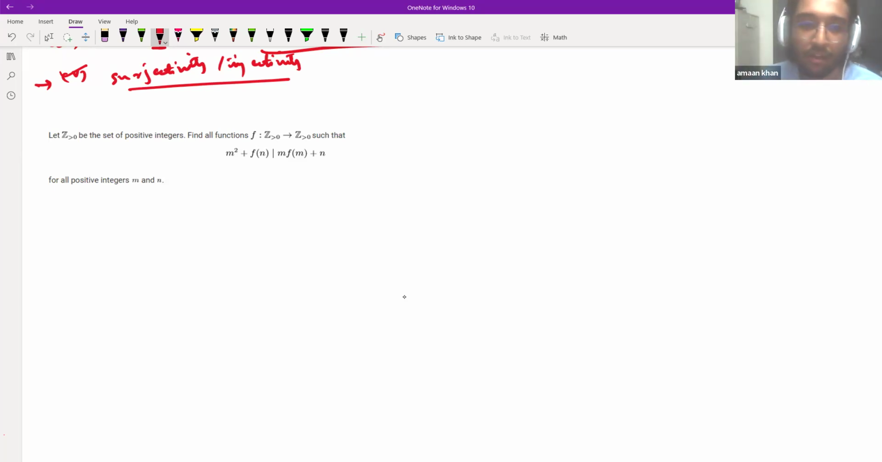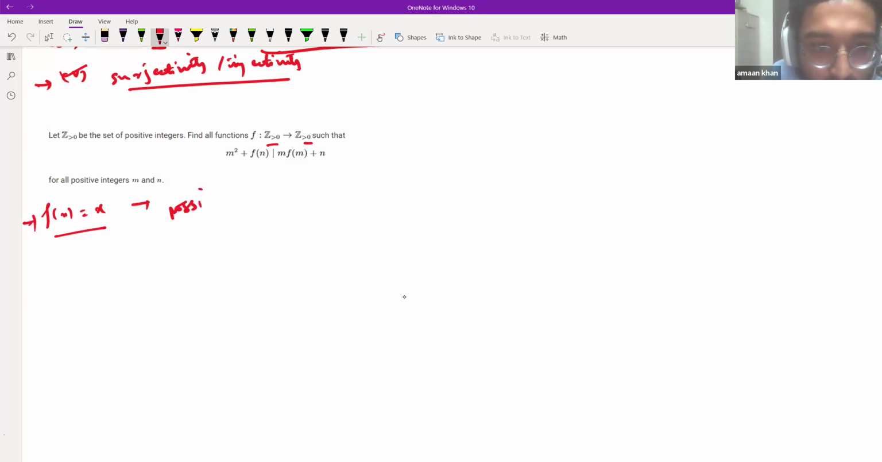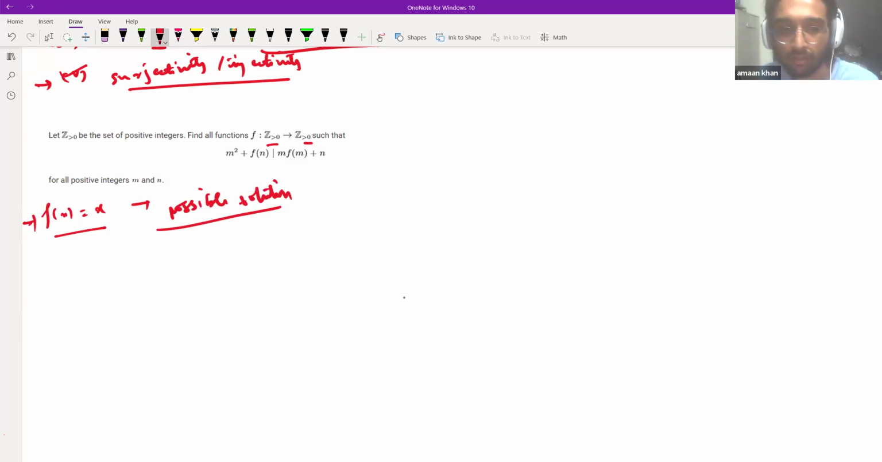Any ideas you people have, you can speak those. Possible solutions could be f of x is equal to x. Yeah, okay. So this is a possible solution. In fact, this also helps a lot of times. You figure out what could be a solution, and then you try to work towards it.